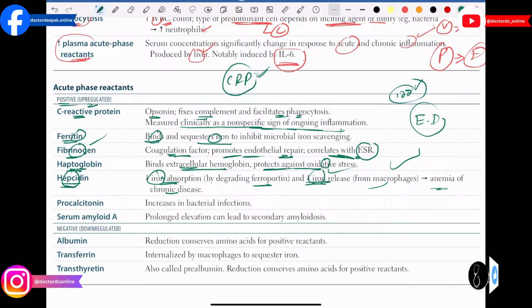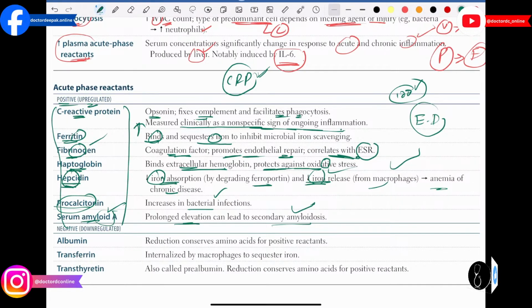Then after that, there is procalcitonin. Procalcitonin is again an acute phase reactant protein, and it is increased in bacterial infections. Then after that, we have serum amyloid A. Again, serum amyloid A is going to be produced during the inflammation, those inflammations which are chronic and excessive, and the prolonged elevation of serum amyloid A can lead to secondary amyloidosis, that we already discussed in the previous topics in the first chapter of general pathology, in the growth adaptation. Then after that, these are the proteins which are going to be increased in amount during the inflammation.